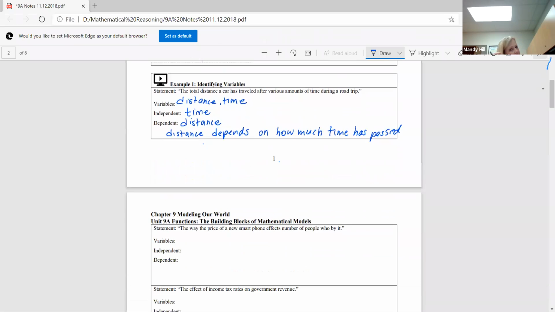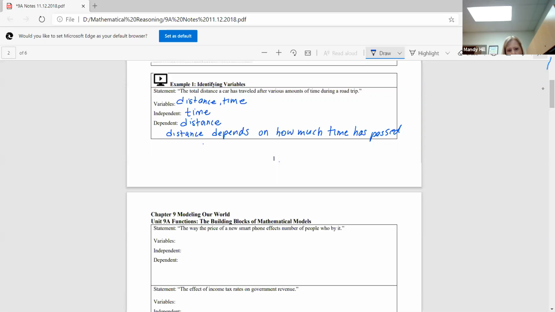And a little trick of the trade is that time is almost always independent. There are a few examples that it could not be this way, but almost always time is independent. So we've got a statement that says the way the price of a new smartphone affects the number of people who buy it.